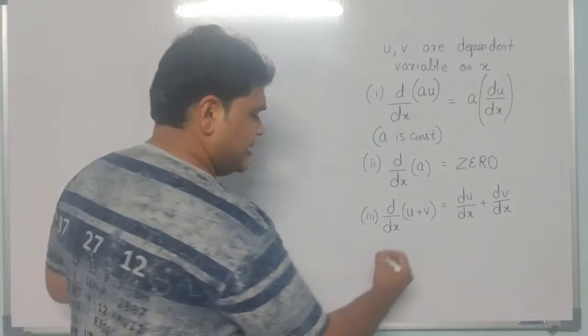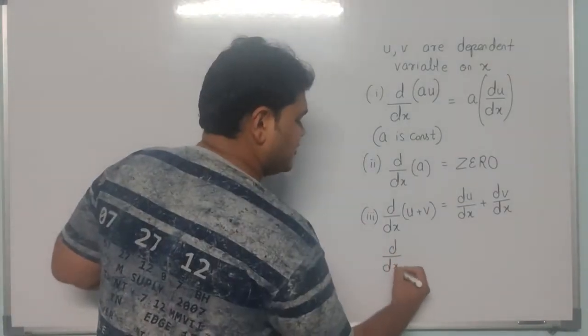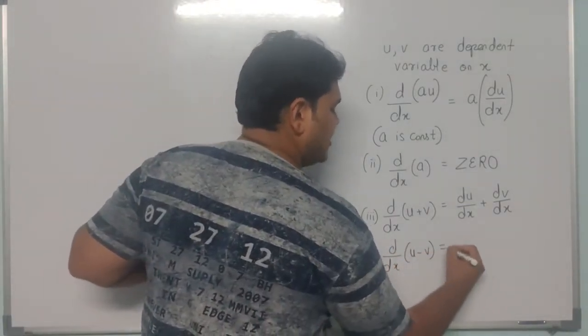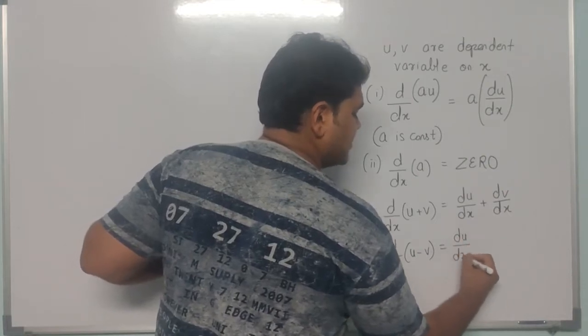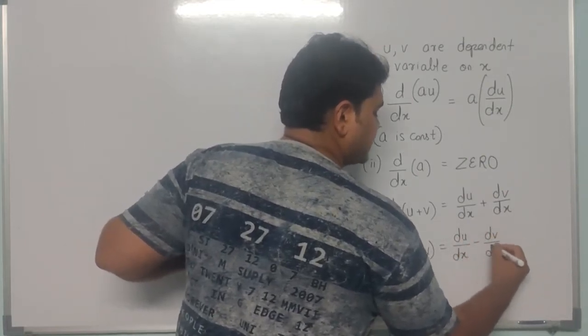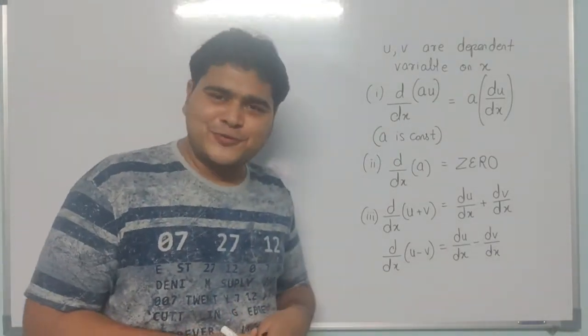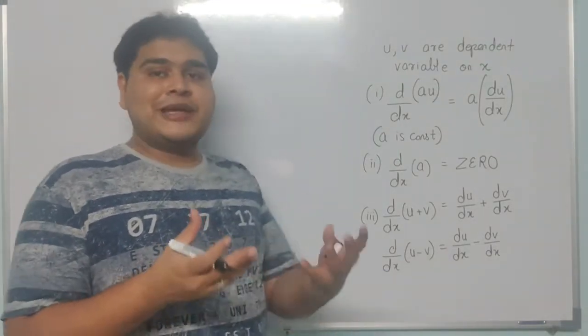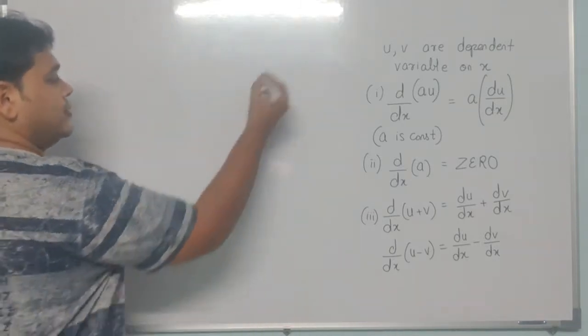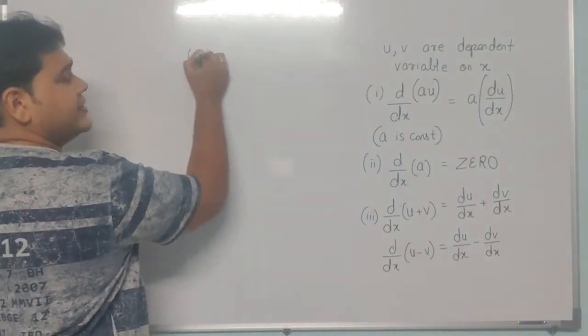Similarly for the minus sign, even if you have d by dx of u minus v, it will be du by dx minus dv by dx. So it won't make anything difficult or different for you. Now what if you have multiplication or division? In that scenario, the formula will be affected.